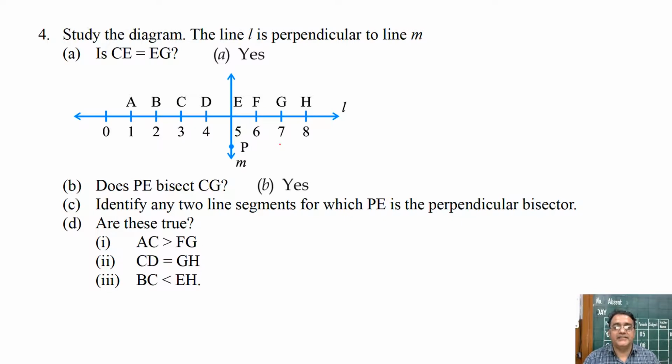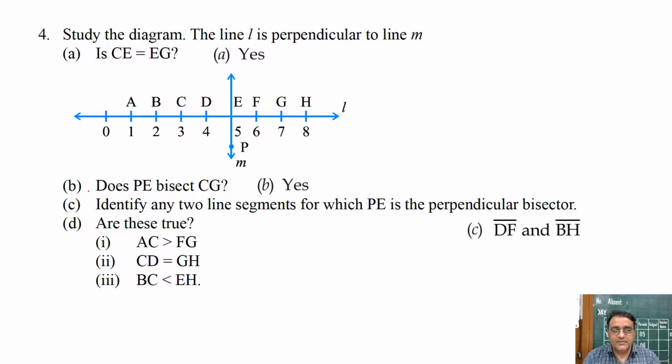Identify any two line segments for which PE is the perpendicular bisector. So perpendicular bisector के लिए हम लोग ये भी use कर सकते हैं DF because here 1 unit, here also 1 unit. We can use CG also because here 2 units, here also 2 units. And we can use BH also because here 3 units, this side also 3 units. So any two line segments we can write. So I am writing DF and BH.